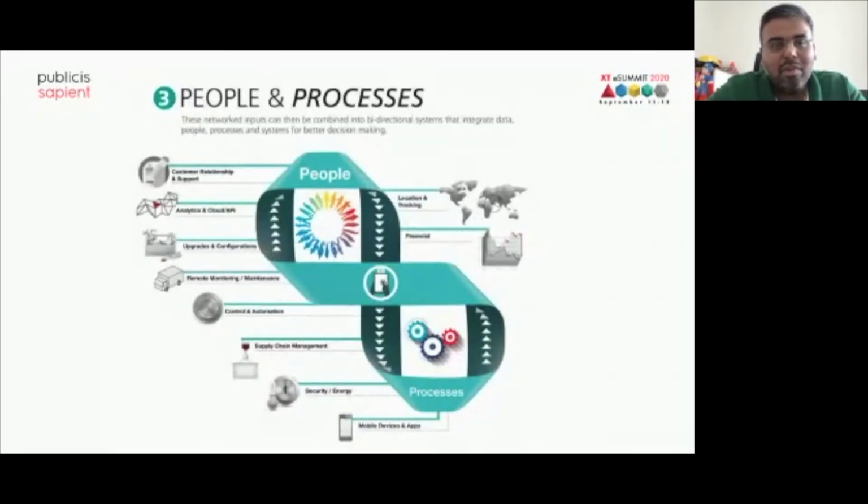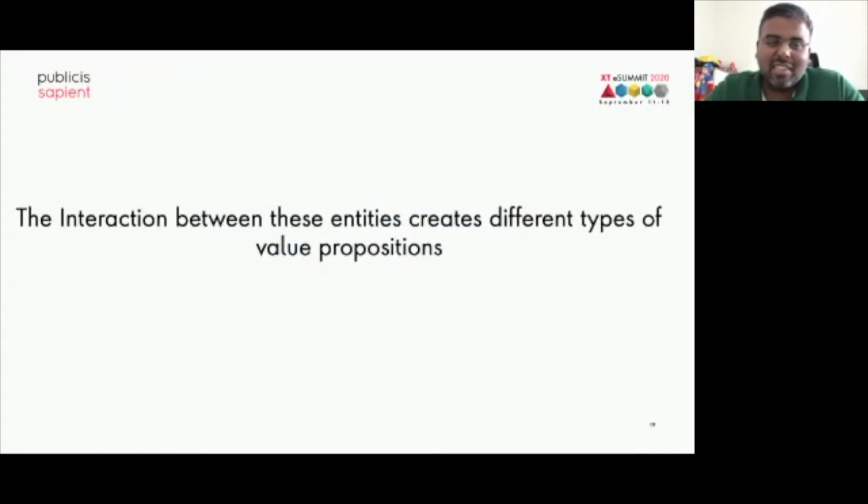And how we're going to bring this across with the people and the process. These networked inputs can be combined into bidirectional systems that integrate data, people, and process for better decision making, like in fintech, or it could be in supply chain management. The interaction between these entities creates different types of value propositions.